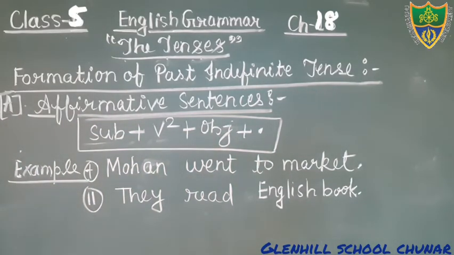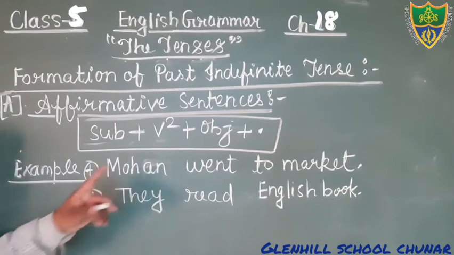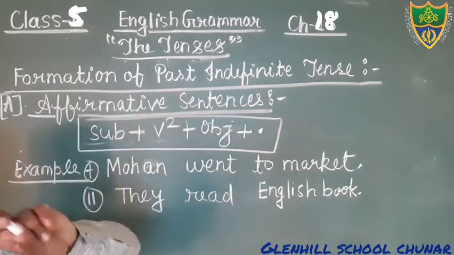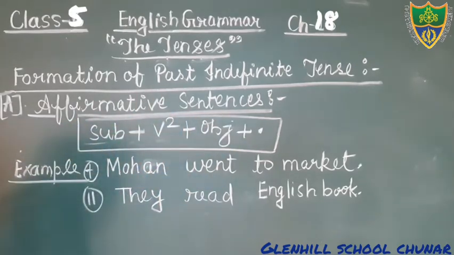Just write down what would be the structure of affirmative. There will be subject, there will be second form of the verb. If there is object, you will mention object according to the verb. If your verb is transitive, you need an object. If your verb is intransitive, you do not need an object. Then after full stop, this is your example, you can mention here. Okay, so you will write it. I hope that you all have understood what is meant by affirmative sentence.